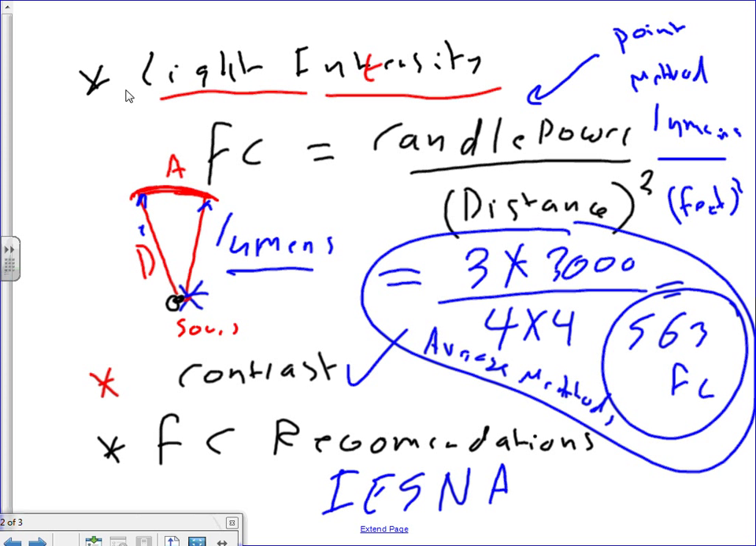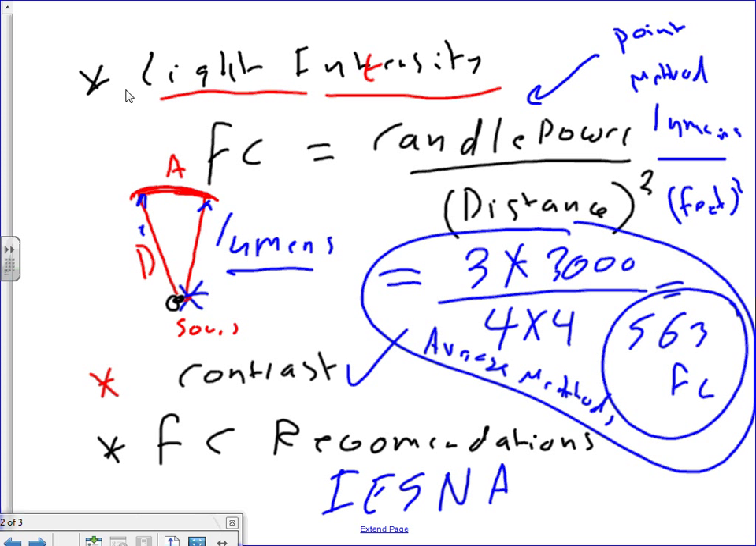So these are recommendations. If you look at the last one, extracting inspection area, you need 750 foot candle. Paint shop area, 500. You can imagine, Adam, the more precise the job you need to do, the more foot candle you need. That makes sense. Right above your head, guys, in a school, the recommendation is 76 foot candle. These are the recommendations.